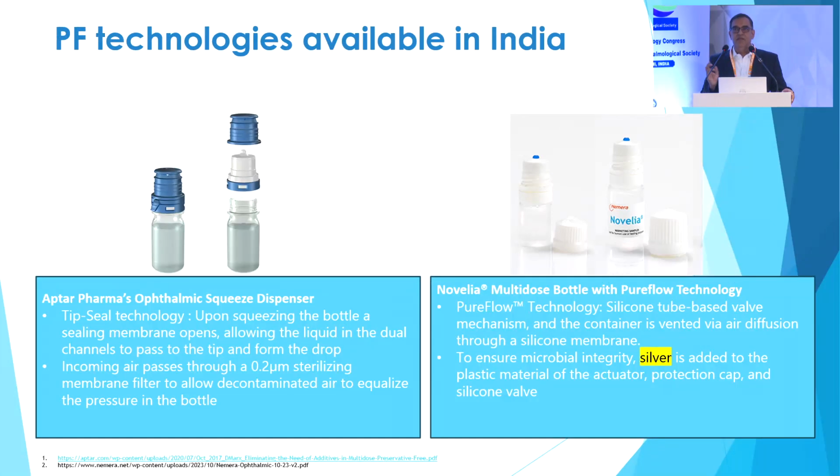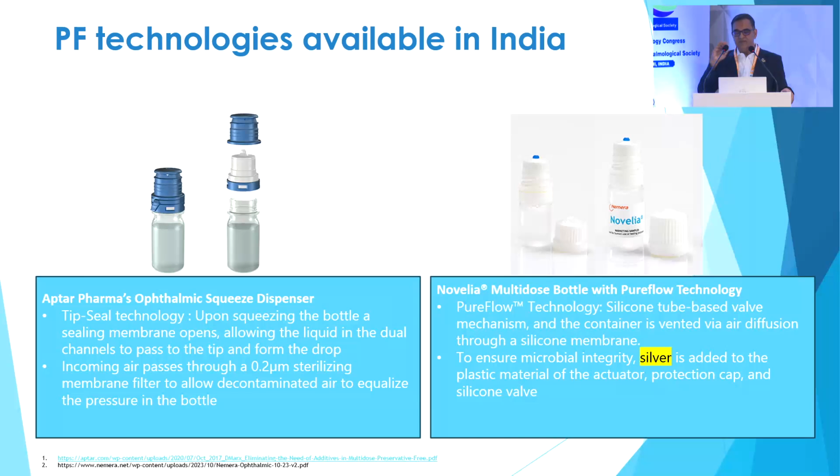Various technologies are available in India as well. One type of bottle which is available is called the Aptar bottle, which is actually made by companies like Cipla and so on. We also have the Novalia type of bottle. There's a slight difference in the bottle technology between the two. The Aptar bottle has a sealing membrane, a dual channel for the drop to come out, and a little bit of air that gets back into the bottle. There's a membrane which doesn't allow the air to get contaminated and go back into the bottle. That's what the Aptar is all about.